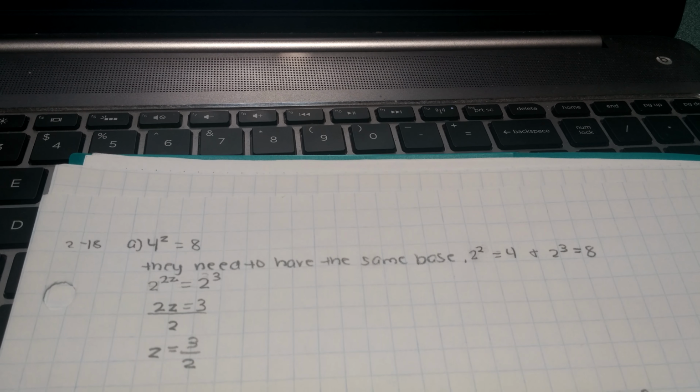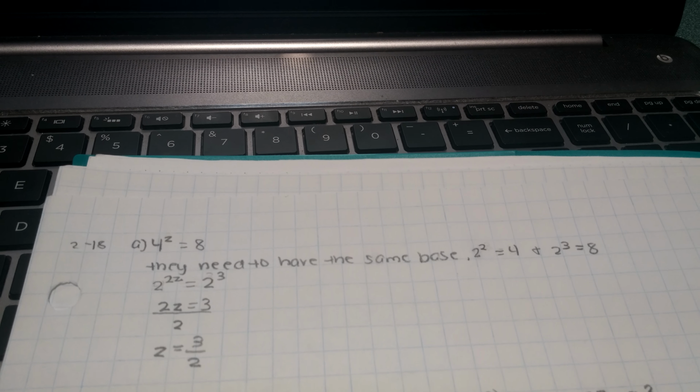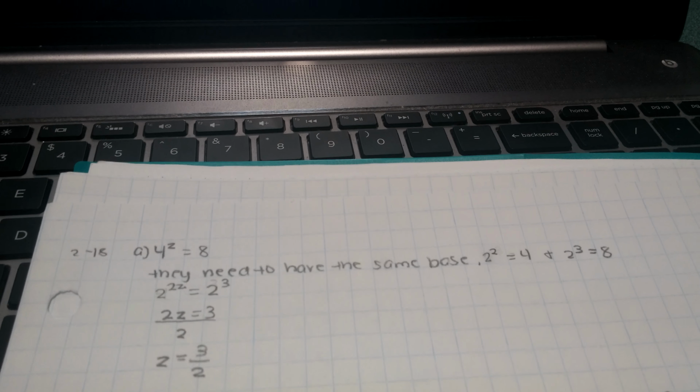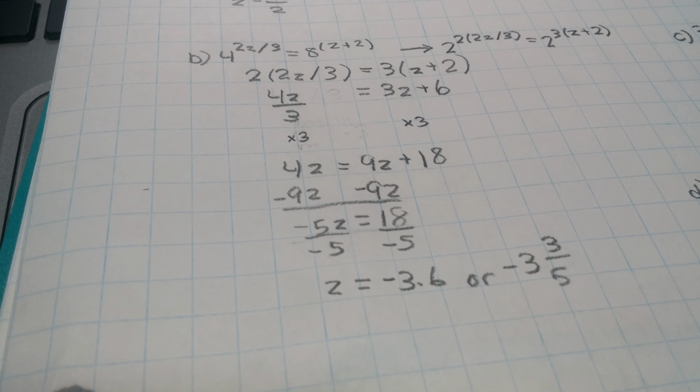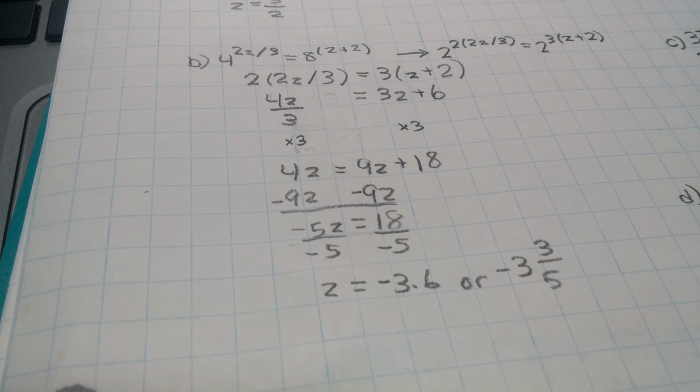And then, because they have the same base, you can now set the exponents equal to each other. So then you get 2z equals 3. If you divide all of that by 2, you get z equals 3 over 2. B is 4 to the power of 2z divided by 3 equals 8 to the power of z plus 2.